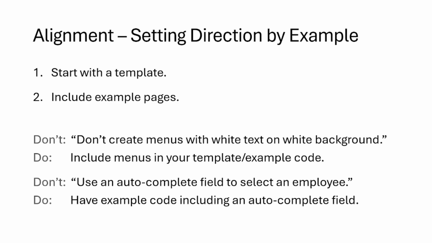In the beginning, I saw the bot create white text on a white background. The way to concisely tell it not to do that is to already include menus in a sample application or in a template to start with, and then it will just follow that pattern. It's also not good to say things like "using an autocomplete field to select an employee" because it's likely that it is going to create its own autocomplete component rather than taking one that you already prefer. So, example code.